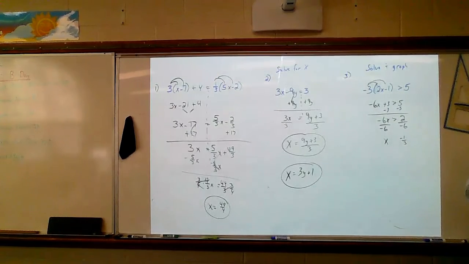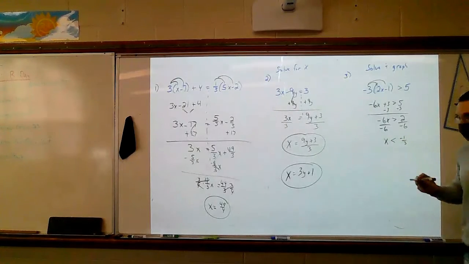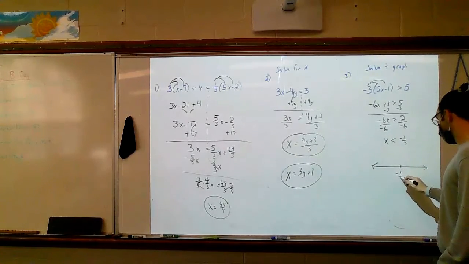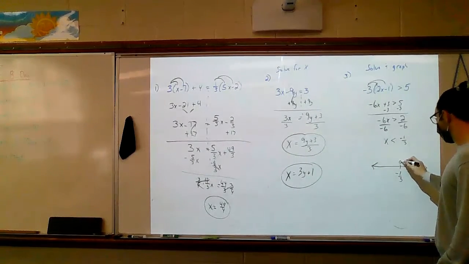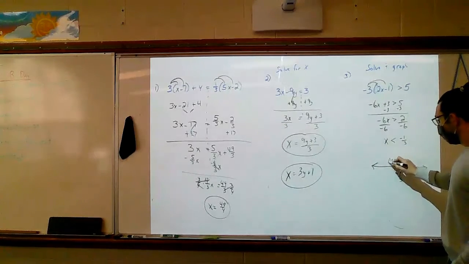When we multiply or divide both sides by a negative, up here we just multiplied one side by the negative. Down here we divided both sides by a negative. We have to reverse the inequality. So I'm going to put negative 1/3. I'm going to put an open circle because we are not including negative 1/3. And it's less than.